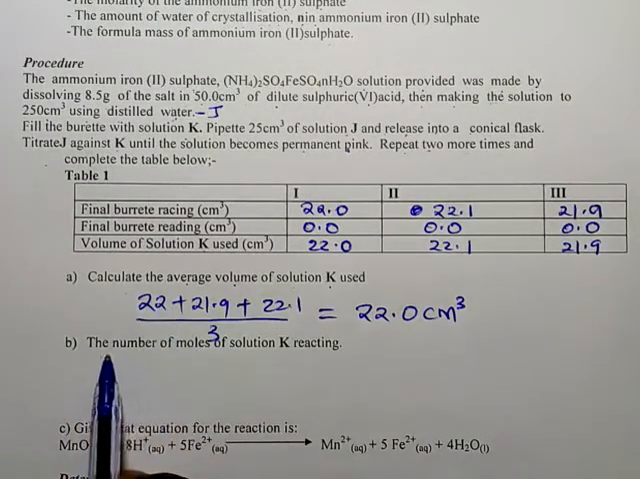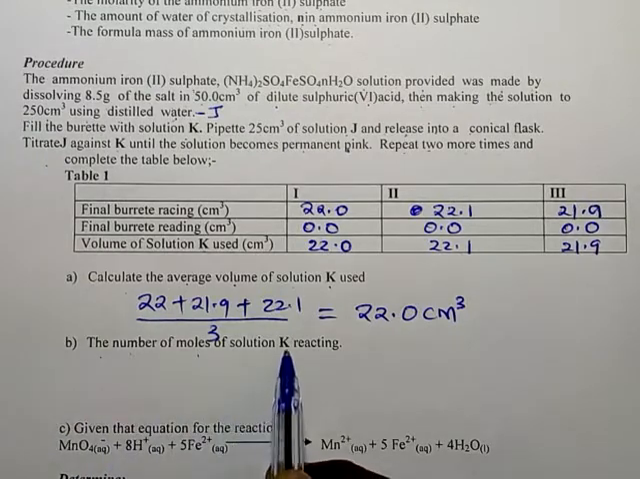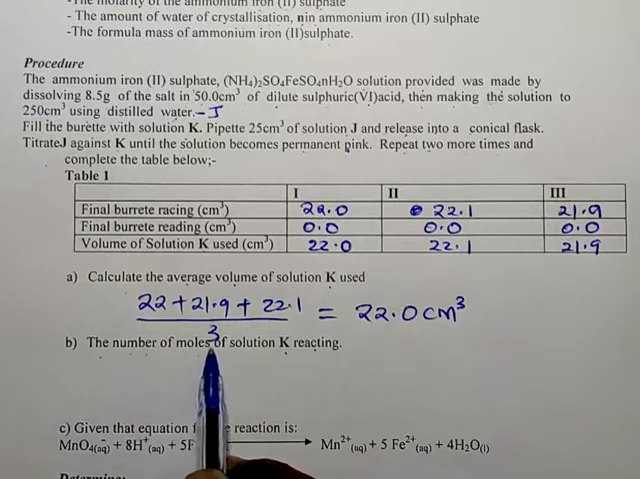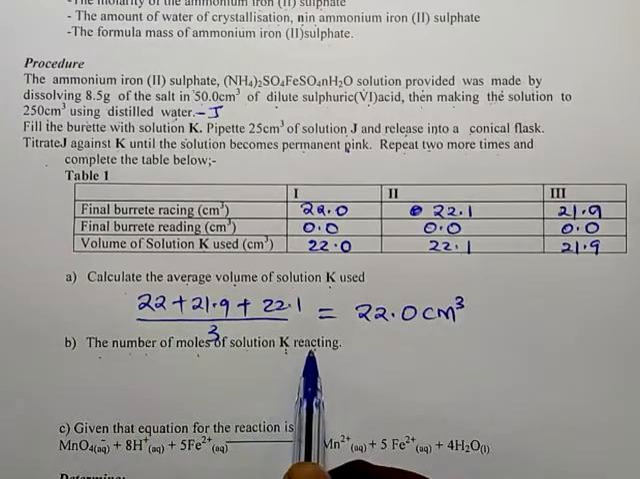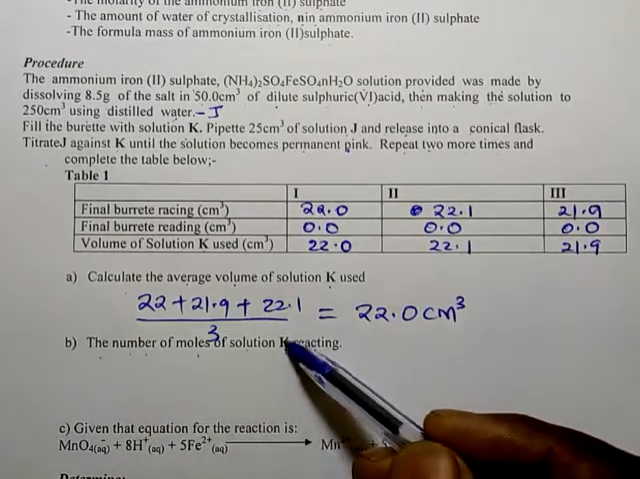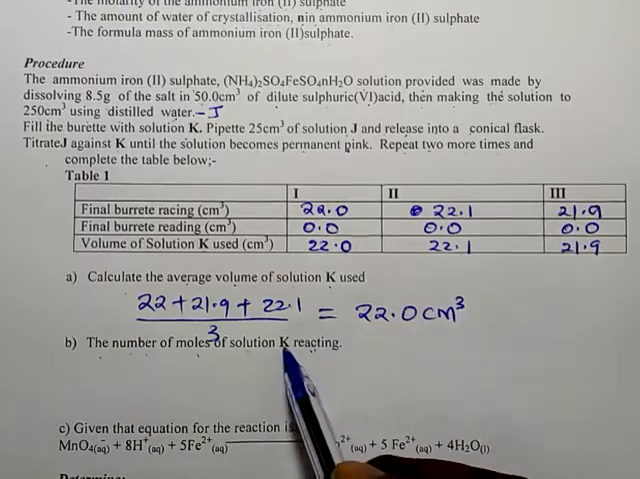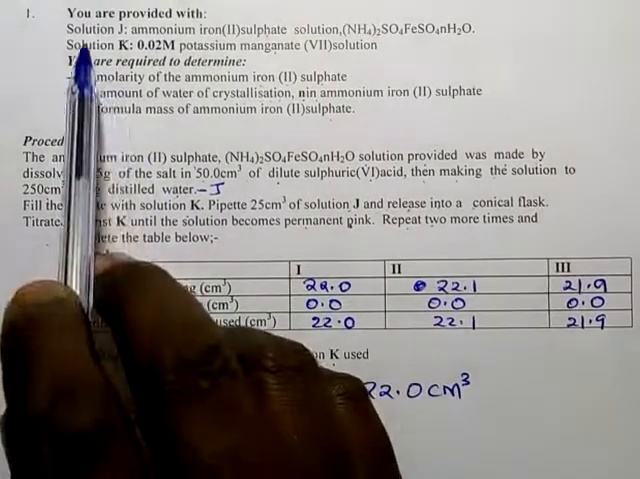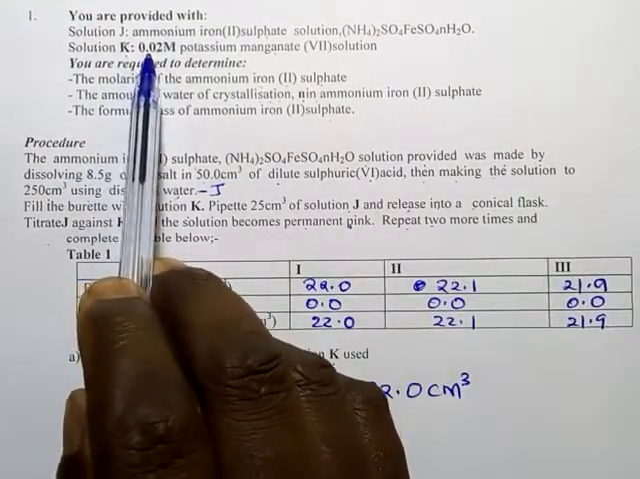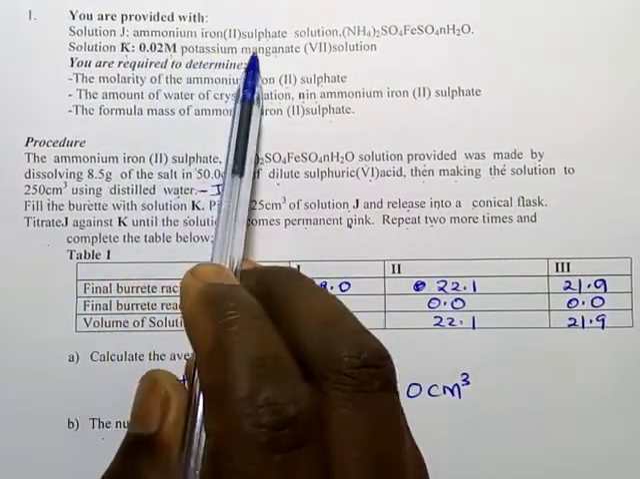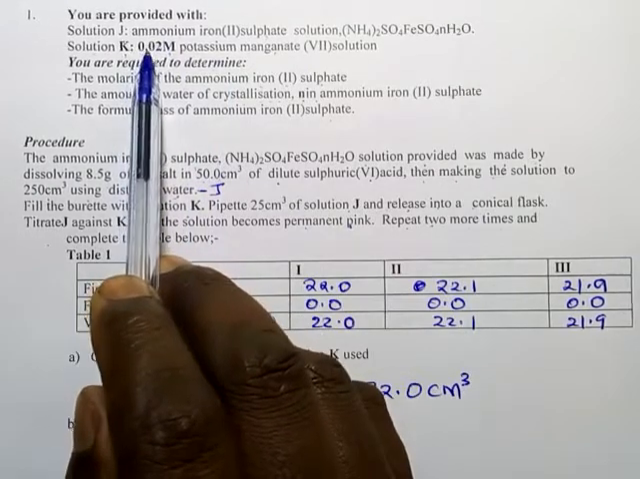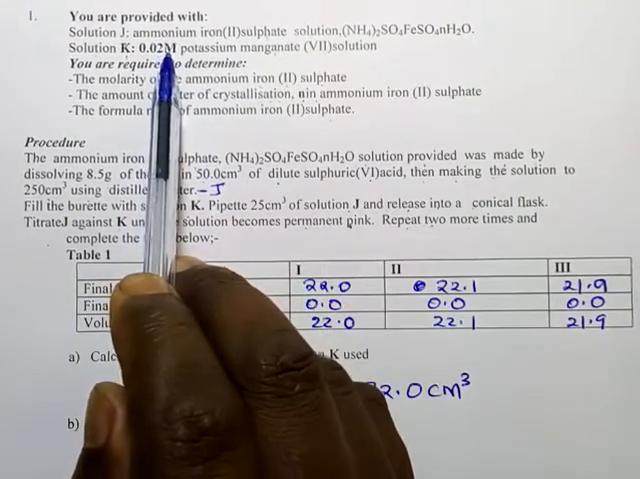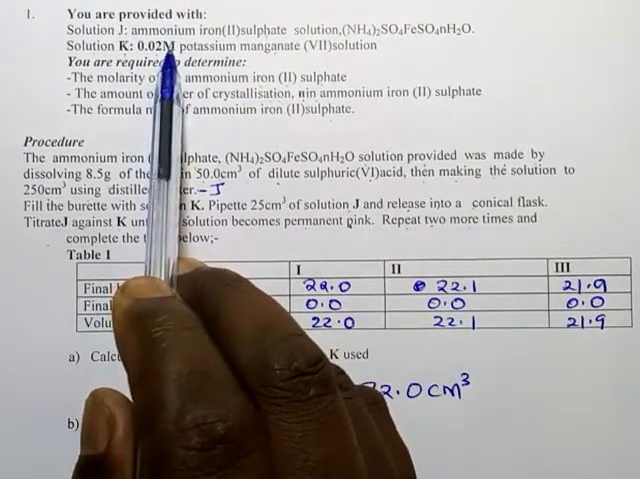Calculate the number of moles of solution K reacting. Also, you need to understand how to read the concentration of solution K, so when you forget, you go back. Solution K is 0.02 molar potassium permanganate, meaning that 0.02 is the number of moles in 1 liter. 1 liter equals 1,000 cm³.